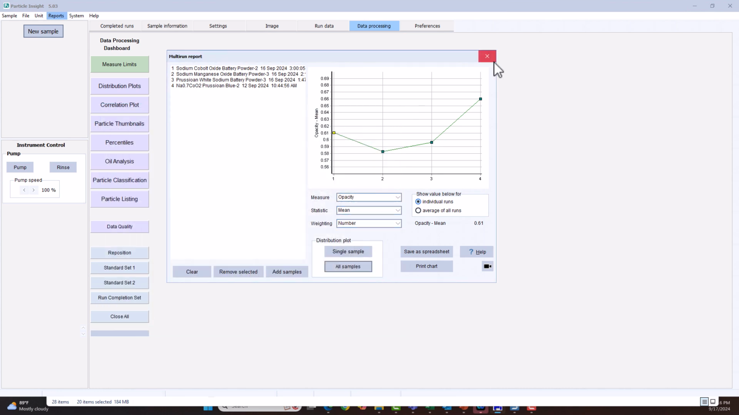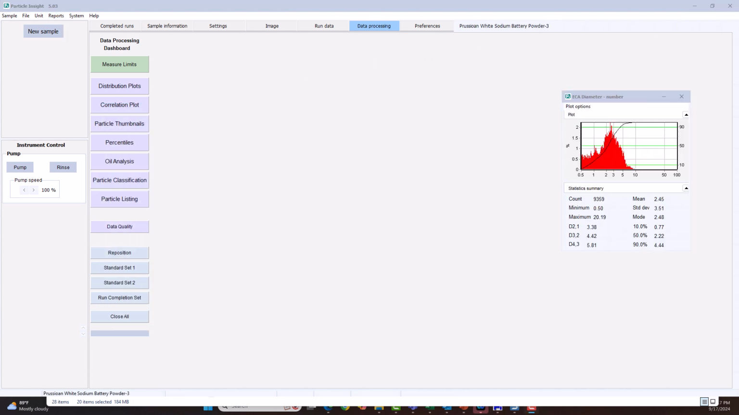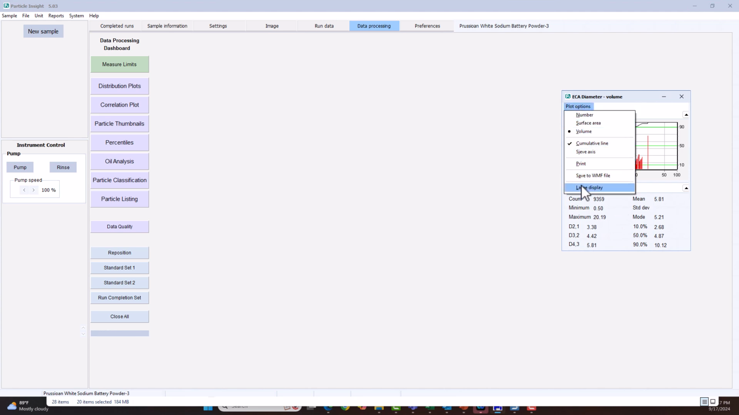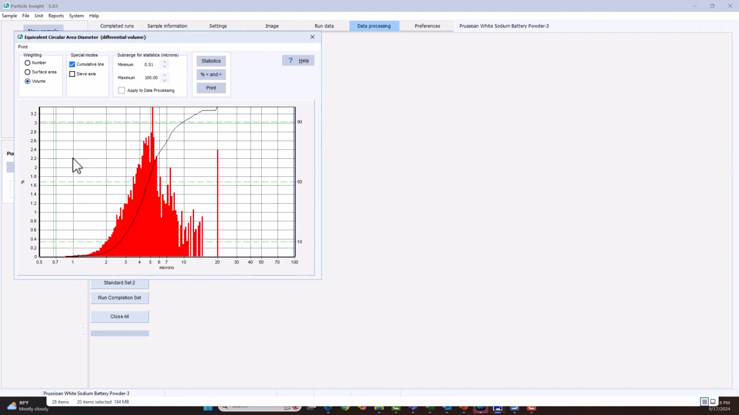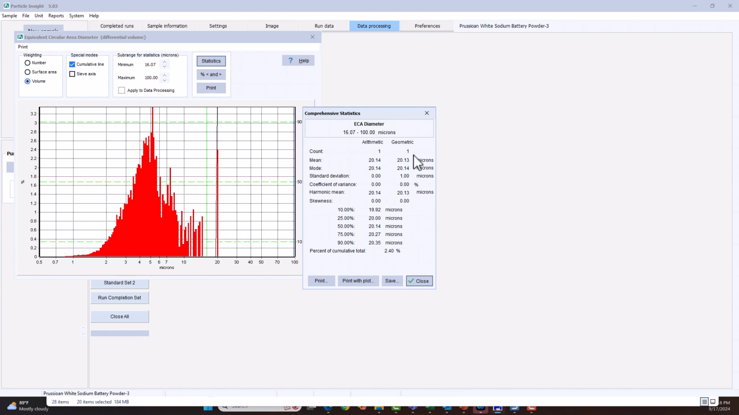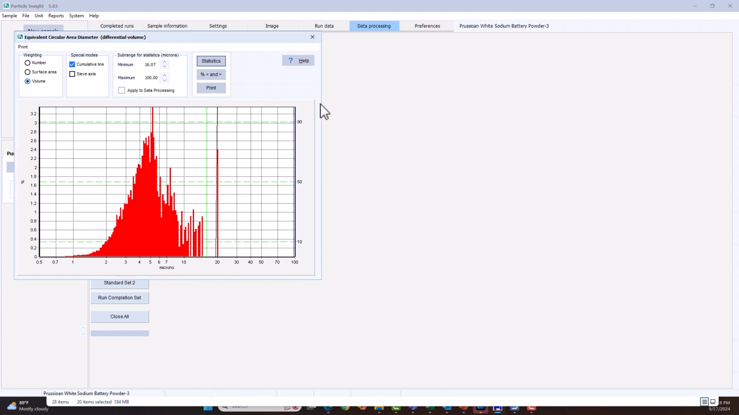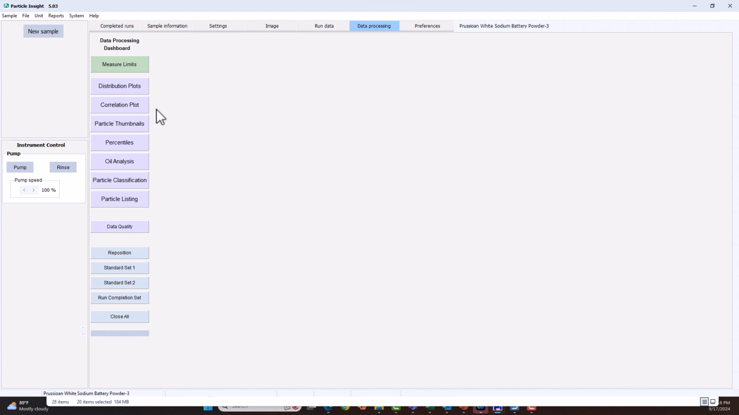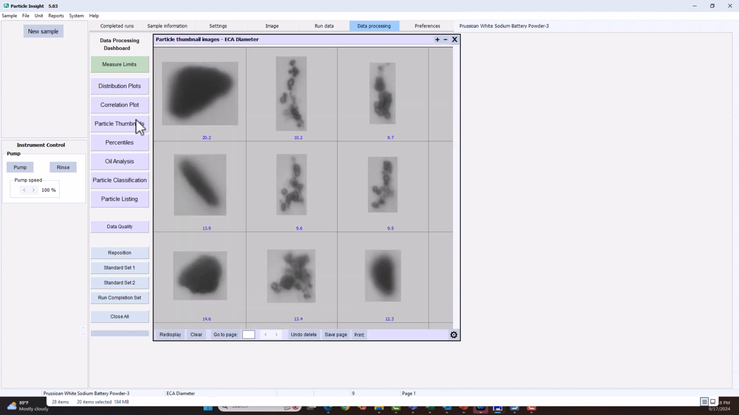I'd like to see what that one peak was real quick. So going back to the Prussian white sample, we did see, not on a number weighted distribution, but on a volume weighted distribution, that one peak, which is about a 20 micron particle. Just to look at how many there were, we can actually zoom in and see how many there were. And it looks like it was only just one particle. So just out of curiosity, I wanted to see what that one particle was, so we can go to our dashboard, and there it is. It's a 20 micron particle.